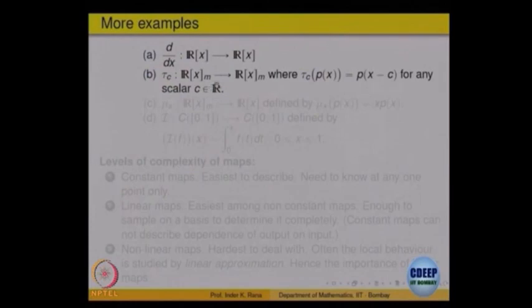Look at the map T of C, or tau of C, that is P of x, where you take x and translate x by a scalar C. Okay. In the domain you translate and then take the image. Okay. That is a map. Is it linear or not? So, what are you doing? P is the polynomial, P goes to Q. What is Q of x? Q of x is P of x minus C, right.